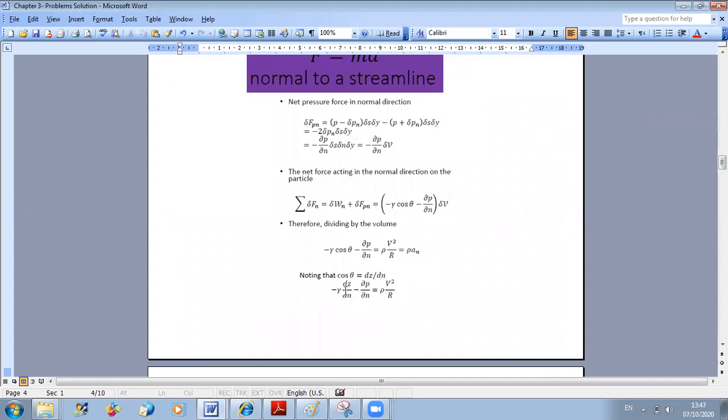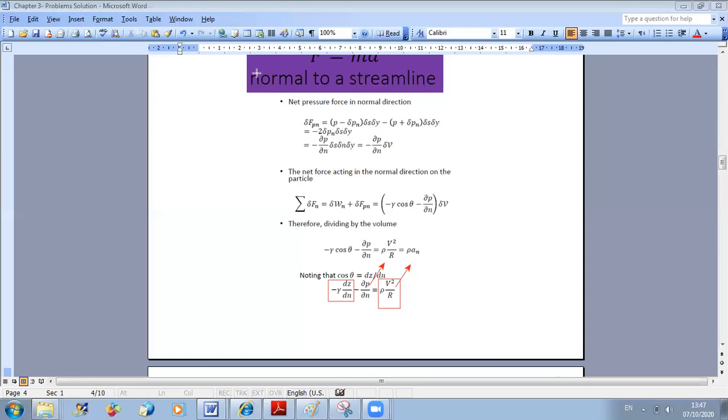We get minus gamma dz/dn minus ∂p/∂n equals rho v squared over r. If you do a small analysis here, let's assume that this term is for the hydrostatic effect. But now, if you look at the normal acceleration effect, if your normal acceleration is increasing, then a_n will increase, so minus ∂p/∂n will increase. So ∂p/∂n will decrease.